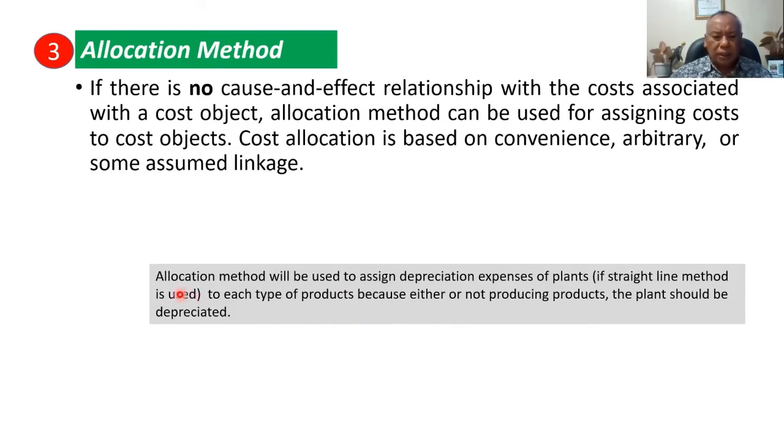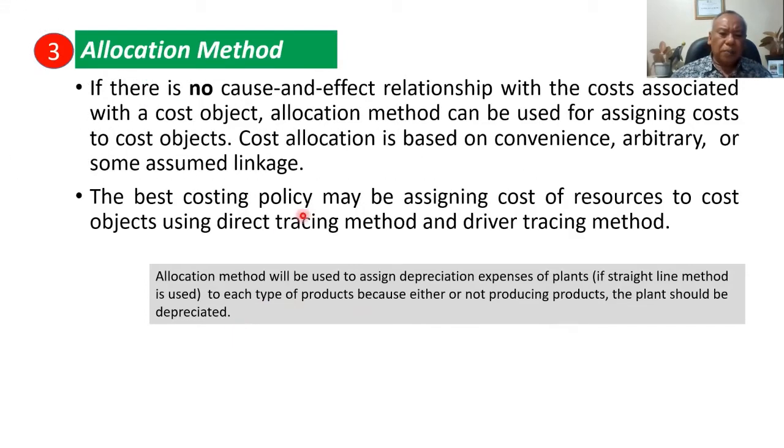So this is the example. The allocation method will be used to assign the depreciation expense of plants or factory building, if you are using the straight line method, to each type of product, because even if they are not producing product, the plants should be depreciated.